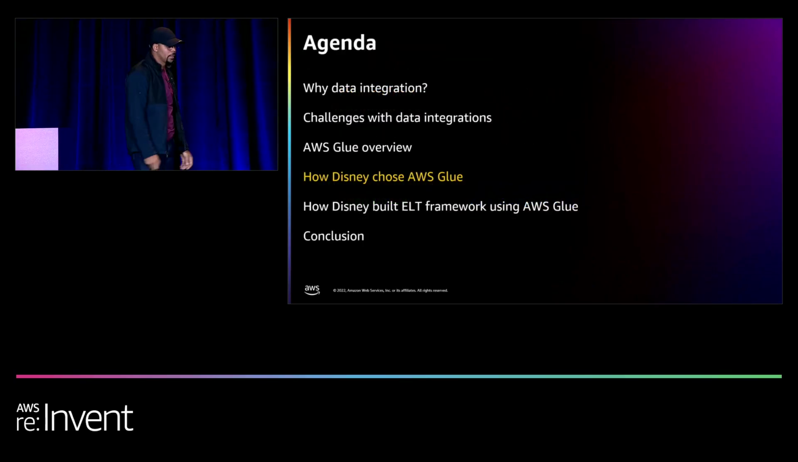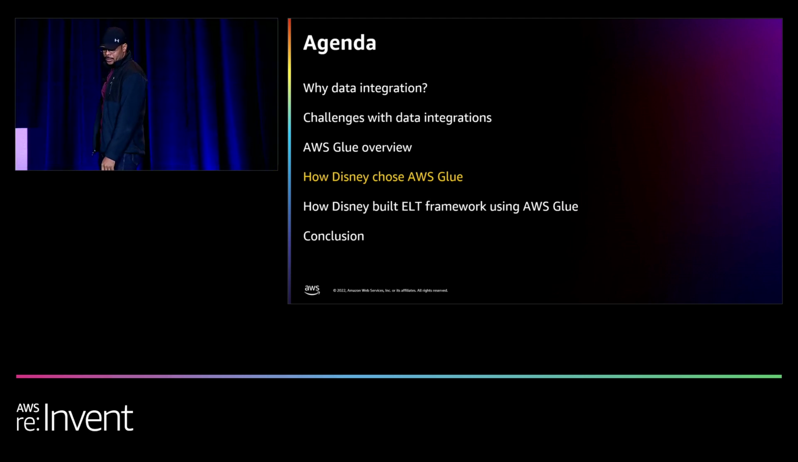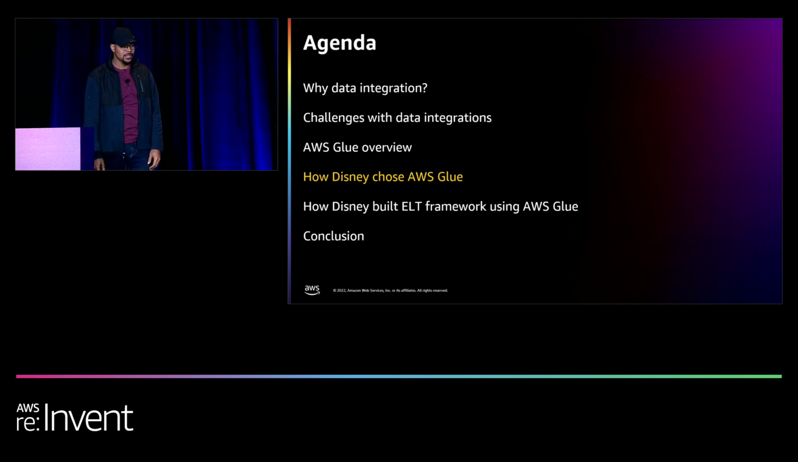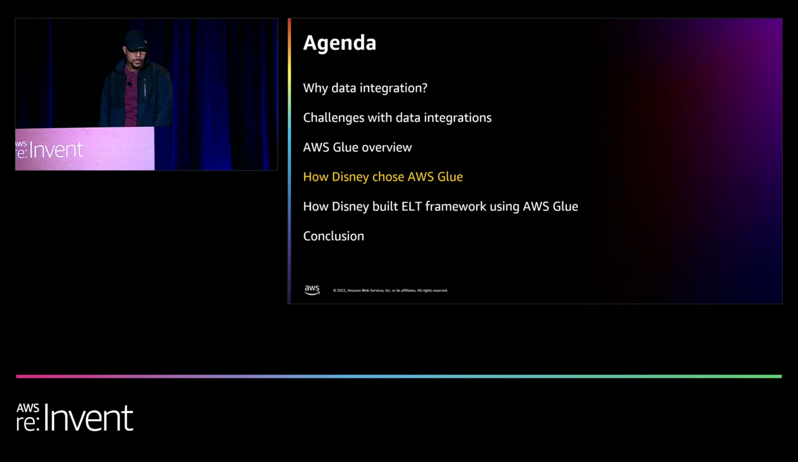Hey, everyone. My name is Ralph Peterkin. I am a principal technical architect at Disney. I specialize in helping to build data platforms for analytics jobs.